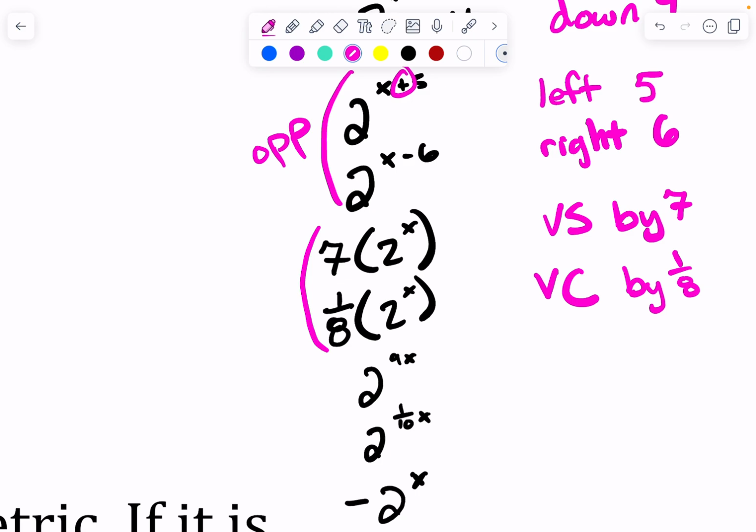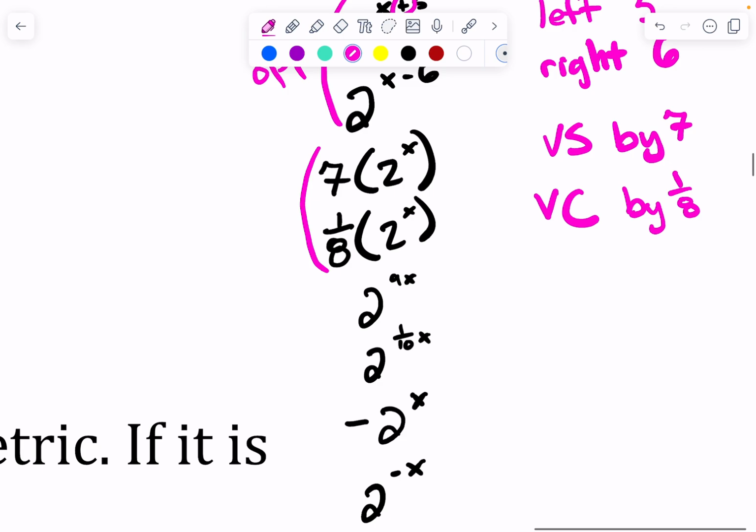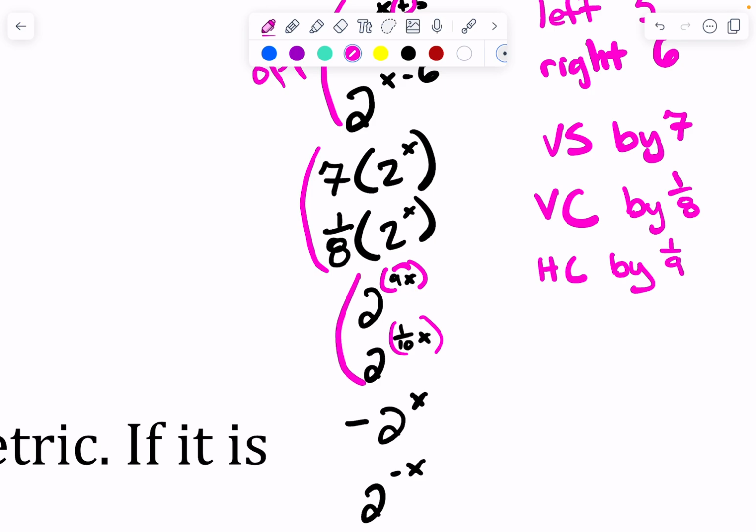Okay, then we get to these guys where it's 9 times x, but it's up in the exponent, all the way up top there, and the 1/10 is up top there. It's not pulled out in front like these guys were. Okay, so this is going to be a horizontal compression by 1/9. This is where we have to use the reciprocal. Okay, so the reciprocal of 9 is 1/9, and that means it's a compression.